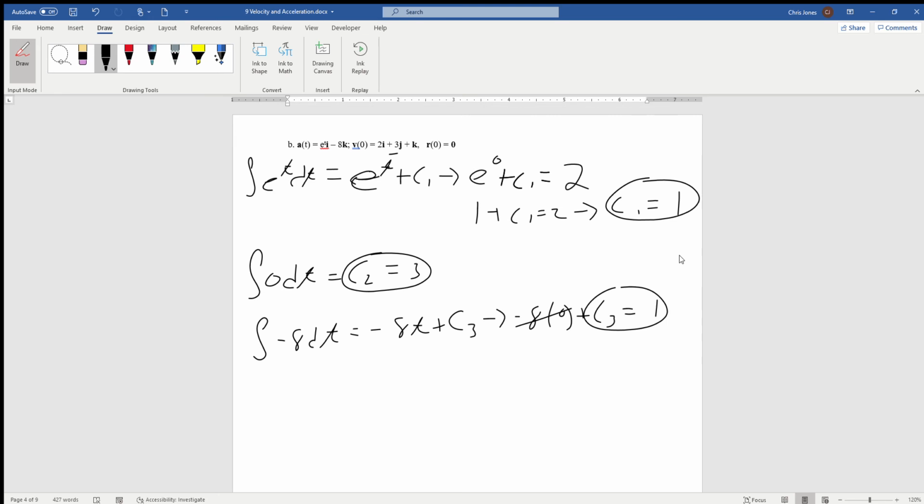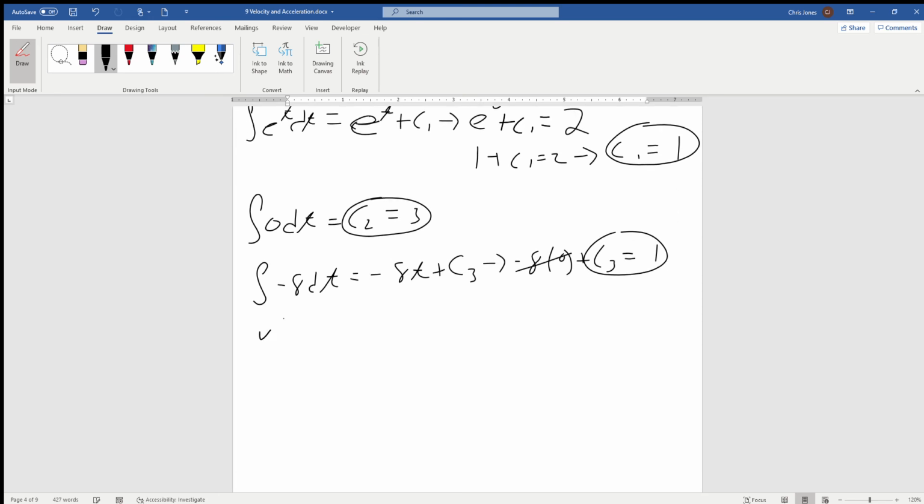All right, so our velocity function, v of t, is going to be equal to e to the t plus 1 i, because remember we got 1 for C1, plus 3j plus negative 8t plus 1k. Right? So that's our velocity function.